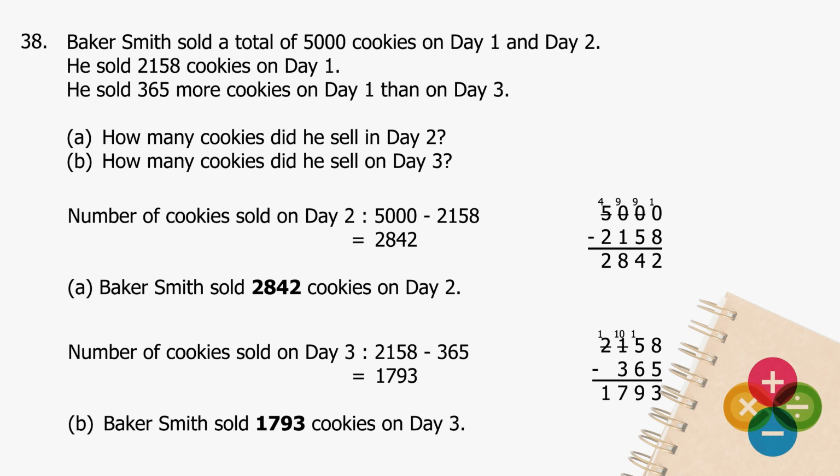The number of cookies sold on day 2 will be, subtract 2,158 from 5,000, and the difference is 2,842. A. Baker Smith sold 2,842 cookies on day 2. The number of cookies sold on day 3 will be, subtract 365 from 2,158, and the difference is 1,793. B. Baker Smith sold 1,793 cookies on day 3.